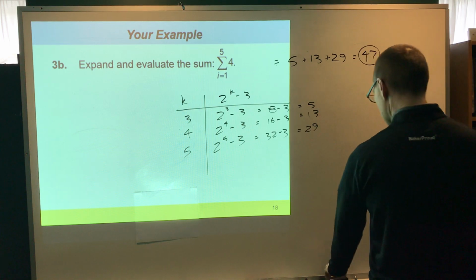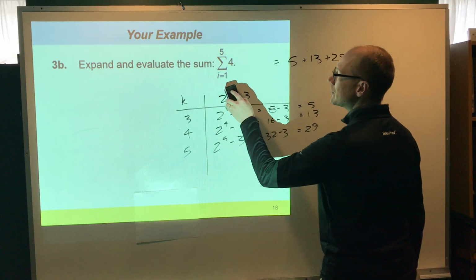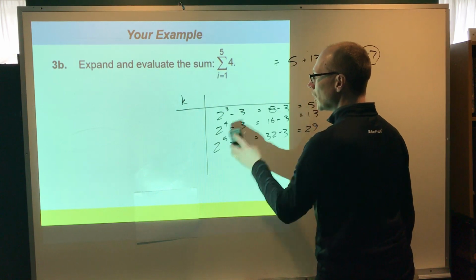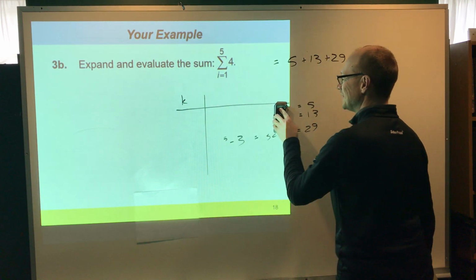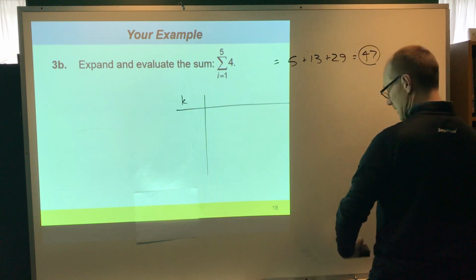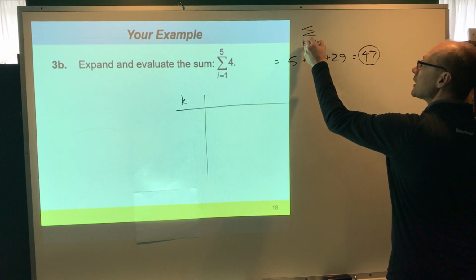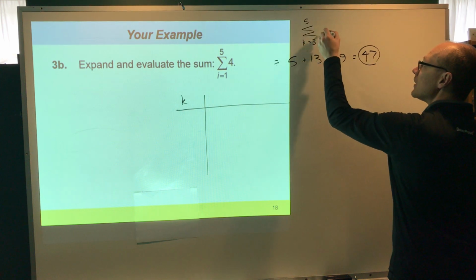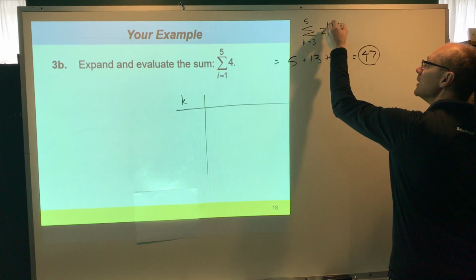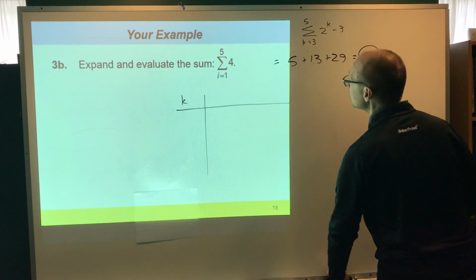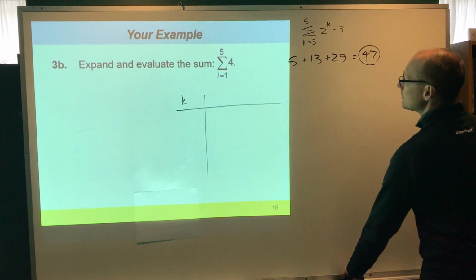Kind of a strange one. We've got from 1 to 5 of our rule that is 4. I'm actually going to leave this one up here. This right here I think was k equals 3 to 5 of 2 to the k minus 3. And it equaled that right there. So I'm going to show that in Desmos.